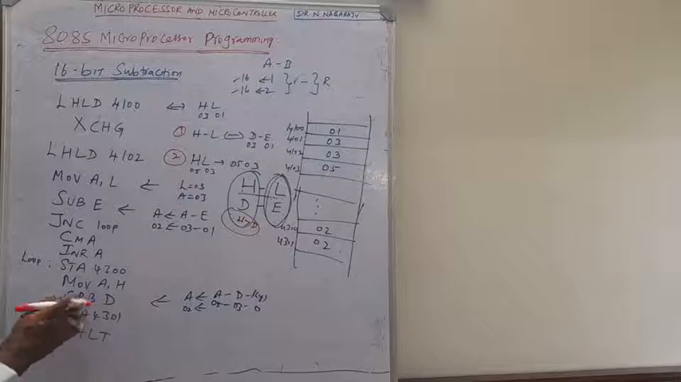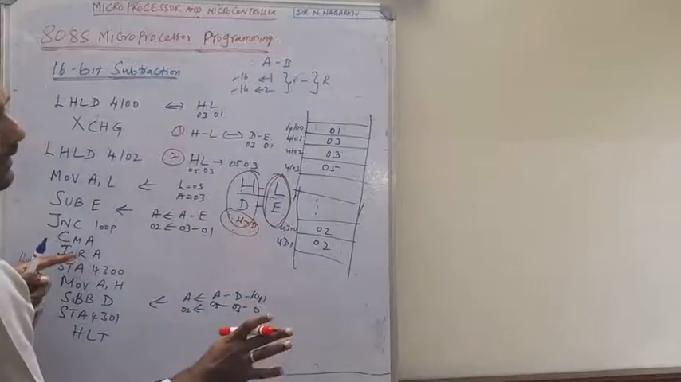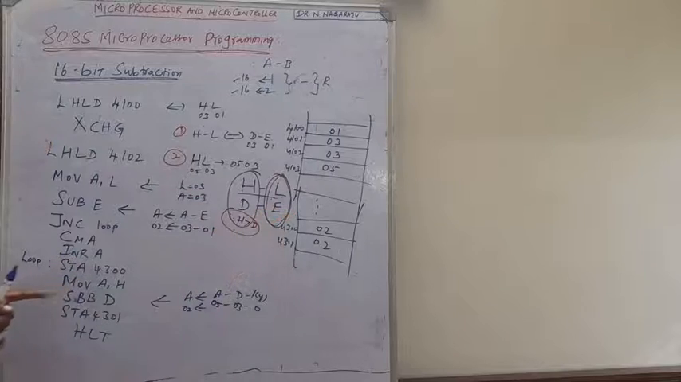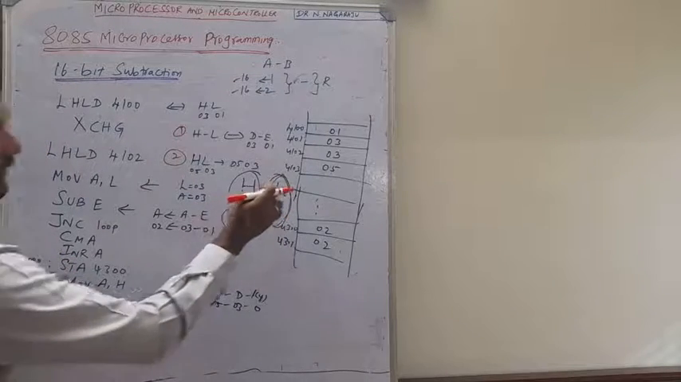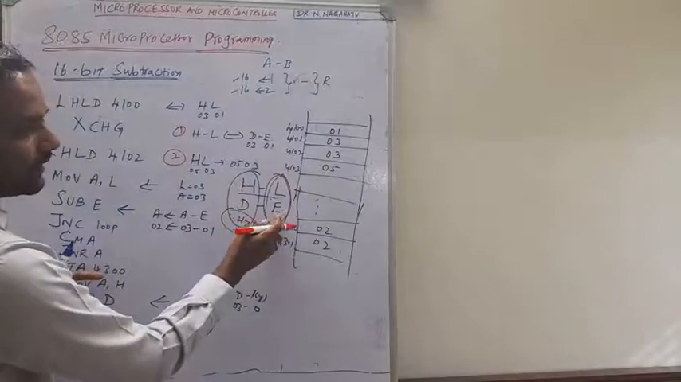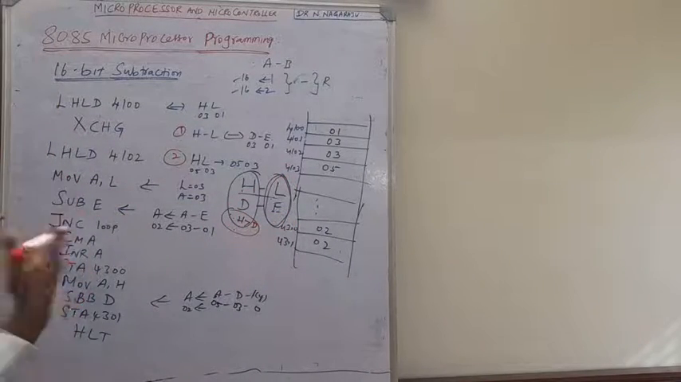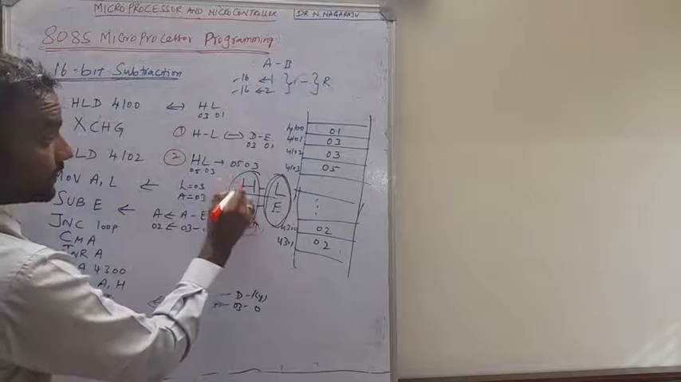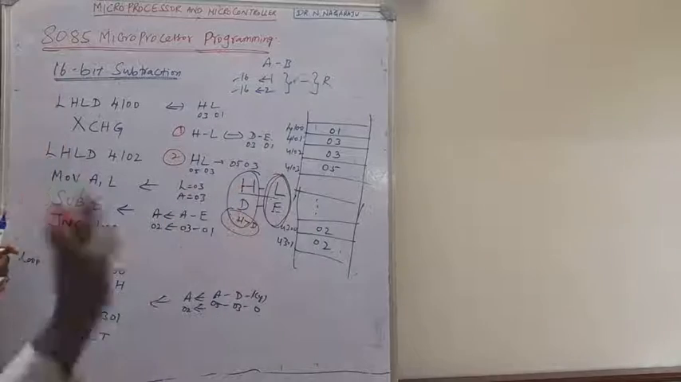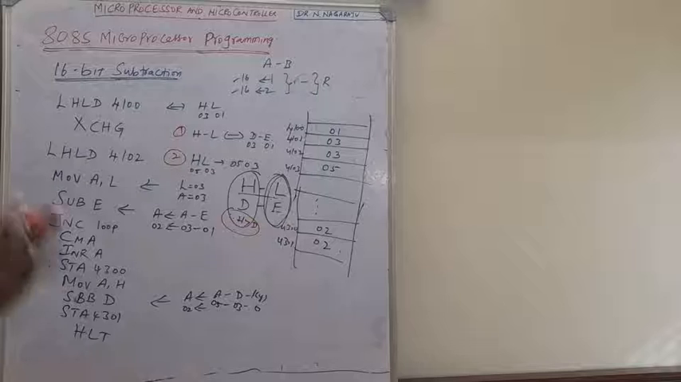If you're not using that, then both H and L should be the higher numbers, and D and E should be the lower numbers. So this program fits any type of lower order data, whether lower minus higher or higher minus lower. The answer will come automatically, but one condition is there: H must always be greater than D. Then only this program will work, otherwise it won't. So this is the basic program for performing 16-bit subtraction using the 8085 microprocessor.